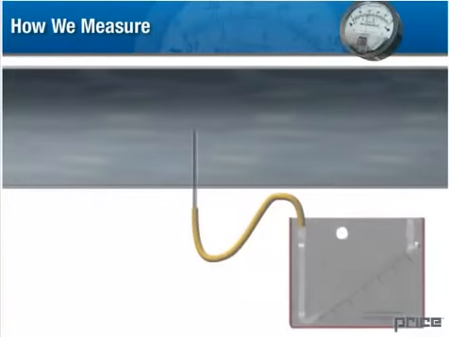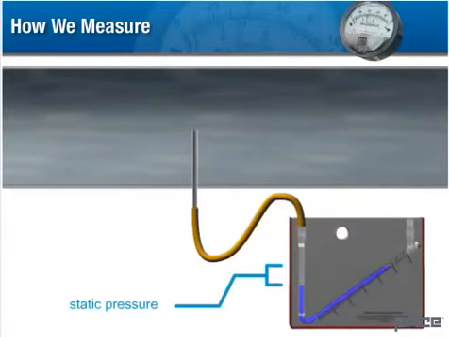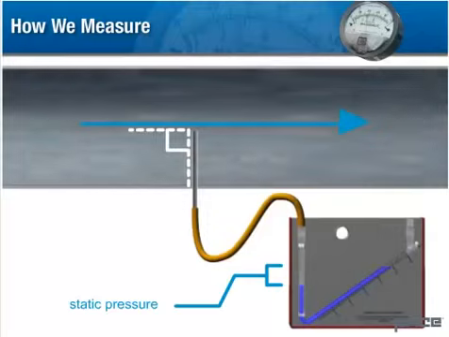If we insert a tube into a duct at 90 degrees to the airflow, we can measure the static pressure. Because of this positioning, the velocity pressure has no effect on the pressure measurement.